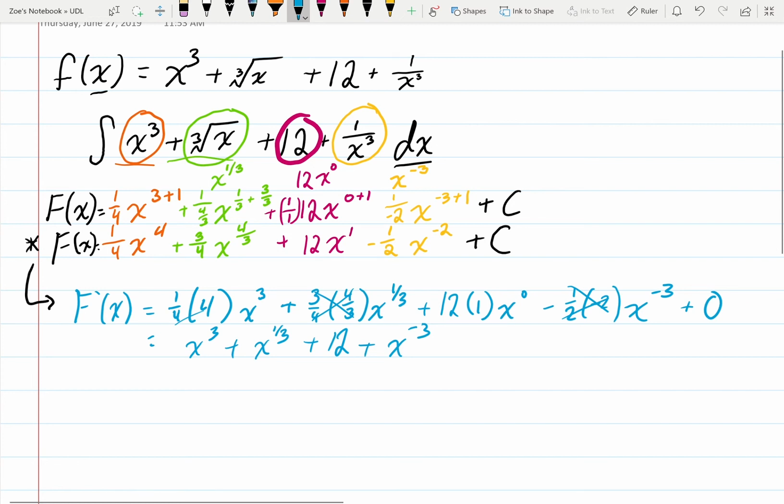If you were to rewrite some of these, x to the 1/3 is the cubed root of x, plus 12, plus x to the negative 3 would be 1 over x cubed, and then we would have this x cubed up top, which is exactly what our original function is. And so that's a great way to double check if your work is done correctly. So this is the step-by-step of how to solve an indefinite integral.